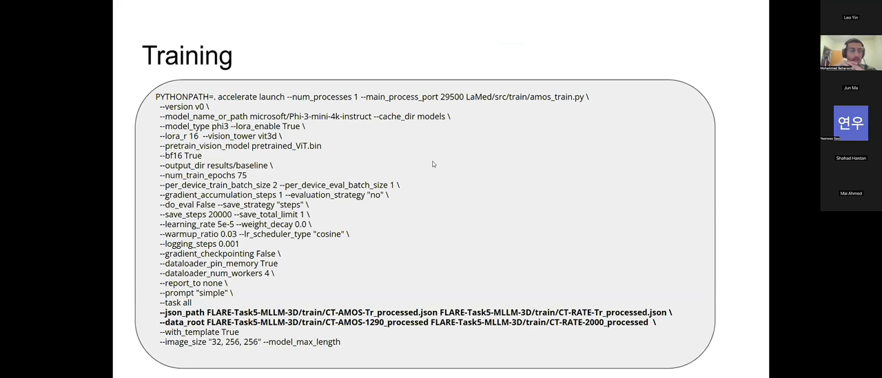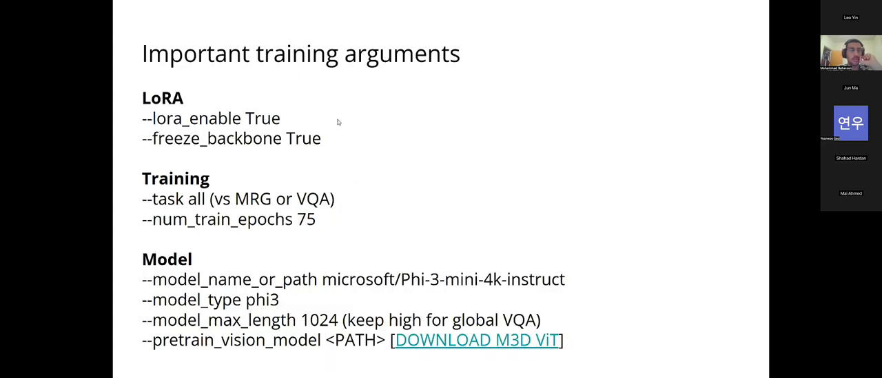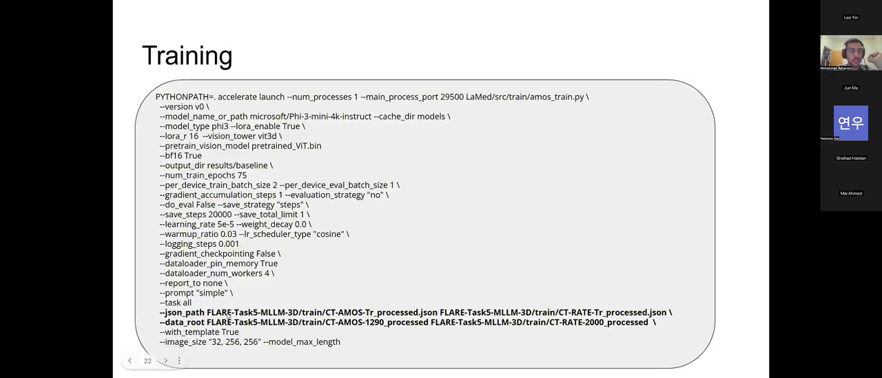It's quite heavy, so I've split it into the most important arguments here. But before that, you can see one important thing to note here is the JSON path and the data root. The way this training script works is you have to pass in the JSON path and the data root for each data set. You can see here it's a list, so there's 2 items here, the AMOS one and then the CT-rate one. There should be a correspondence at the index level where the first index of the JSON path, this is the AMOS.